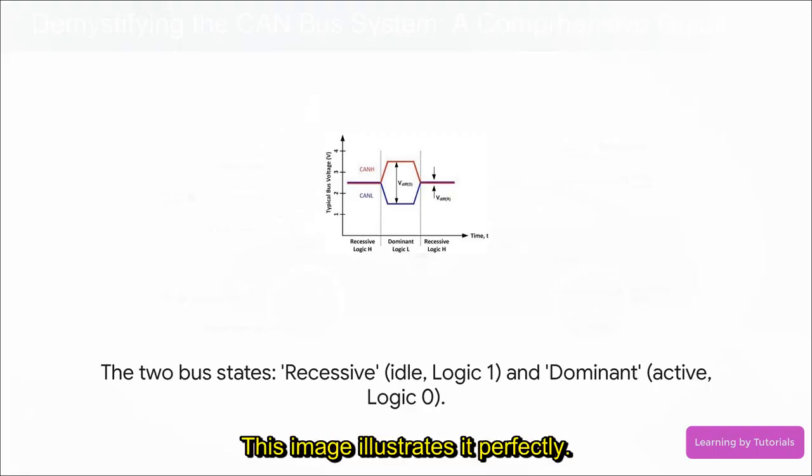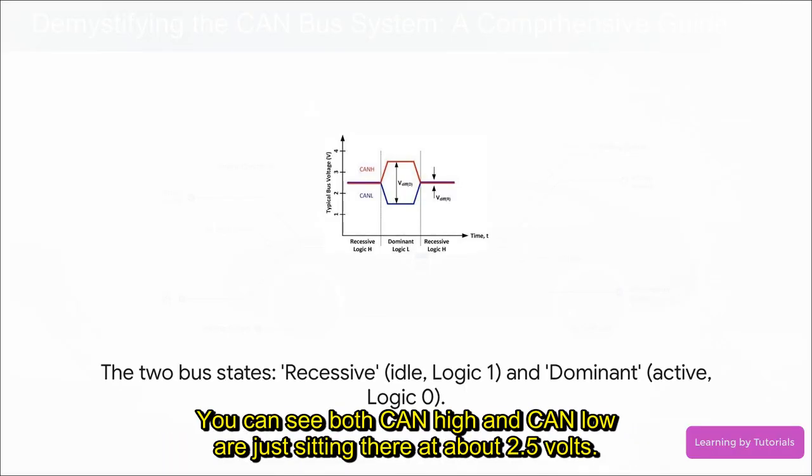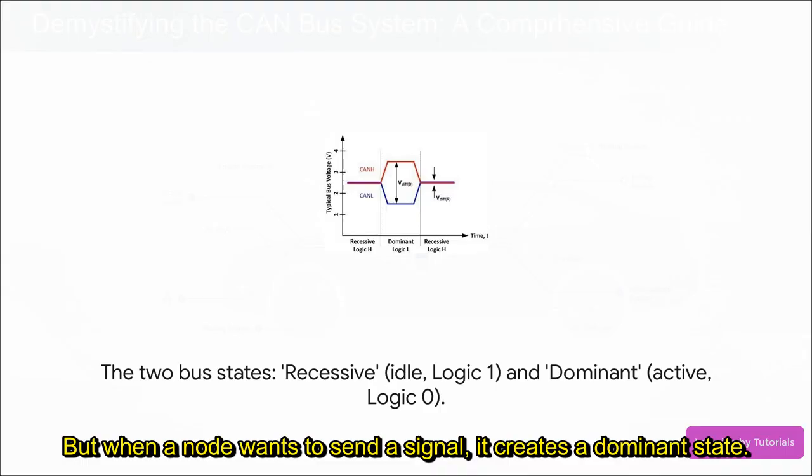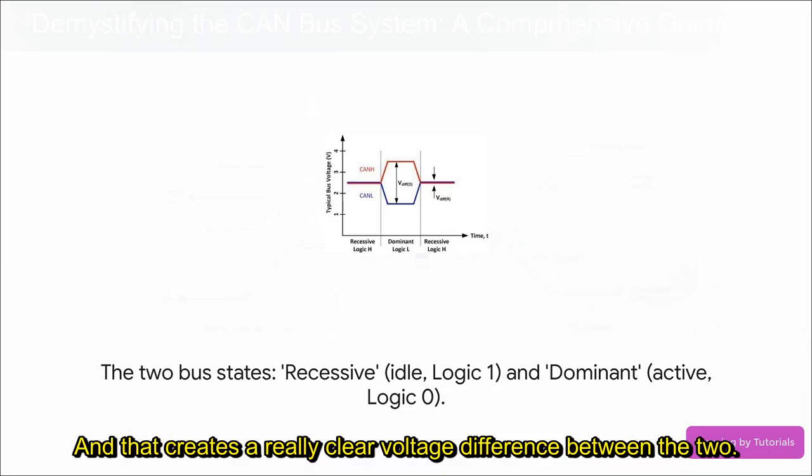This image illustrates it perfectly. The bus really only has two states. When nothing is happening, it's recessive or idle. You can see both CAN high and CAN low are just sitting there at about 2.5 volts. But when a node wants to send a signal, it creates a dominant state. CAN high jumps up to about 3.5 volts, and CAN low drops down to 1.5 volts. And that creates a really clear voltage difference between the two.